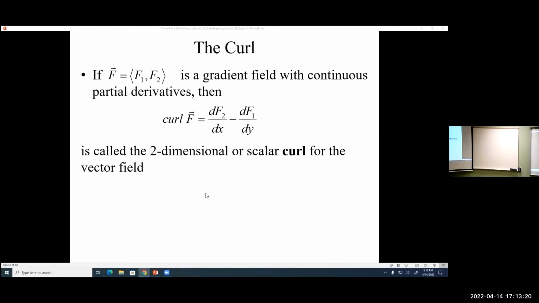We'll talk more about gradient fields and potential functions next week as well, because there are a lot of really cool properties when we know something is a gradient field that don't exist for all vector fields. But if this curl comes out to be 0, the one thing we do know is we have a conservative vector field. Now, think about what happens if we have a gradient field.